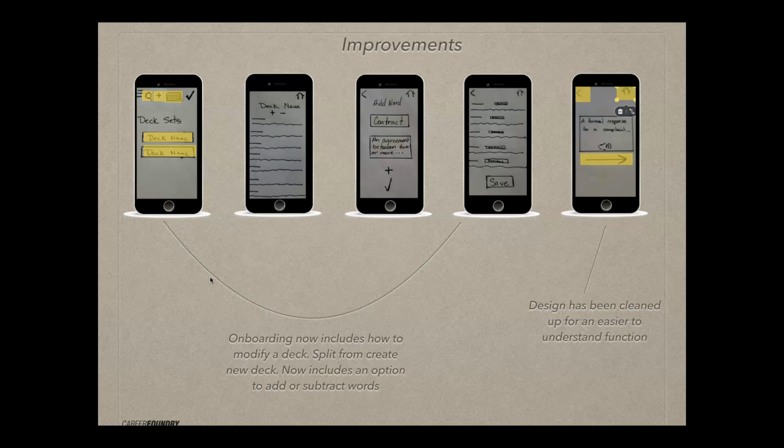Now the modified deck issue, since that was the biggest one, this is where I made the most modifications. I separated the modify deck from the create deck function. I also went ahead and added an onboarding screen, so it made sense to users on how to use it. And now users can add and remove words to make modifications. For the flashcard tool, I went ahead and cleaned up the screen a bit, so it was just a little more clear on how the process worked.